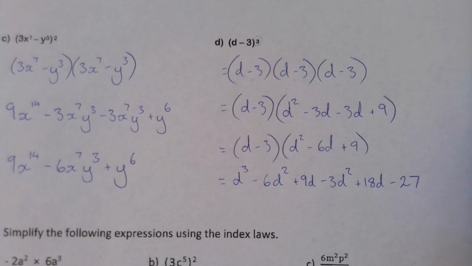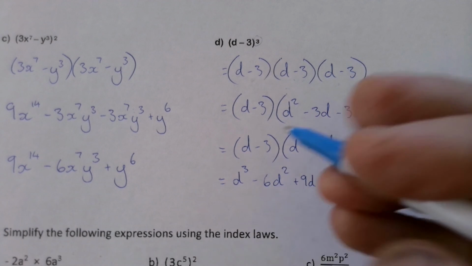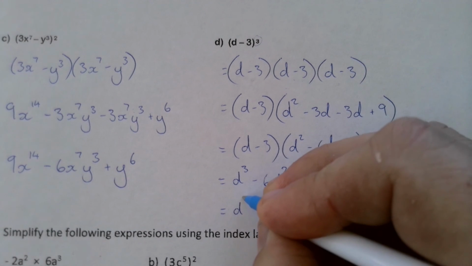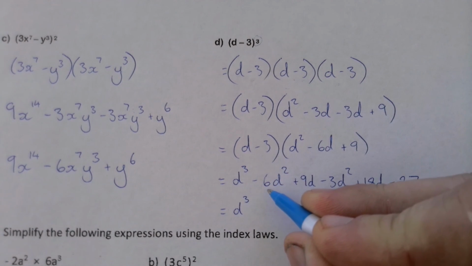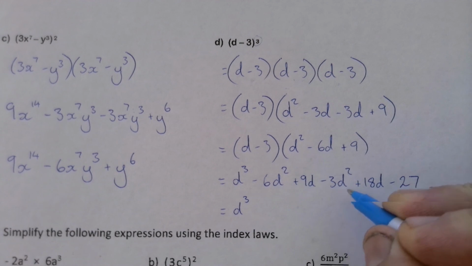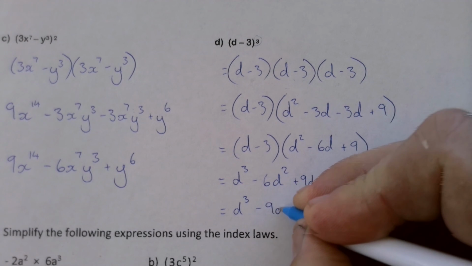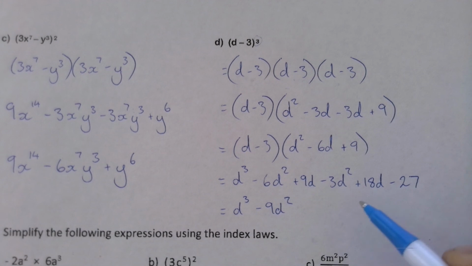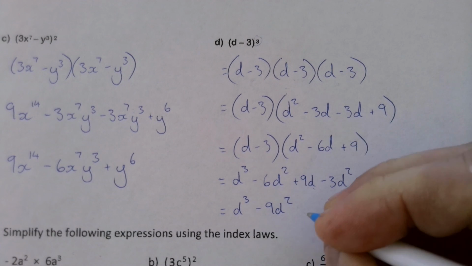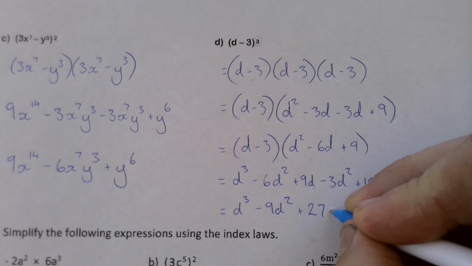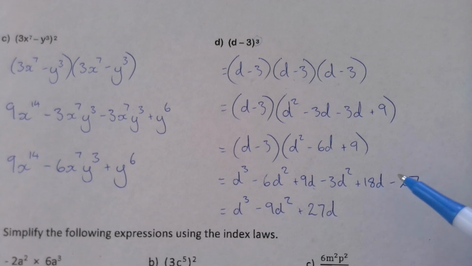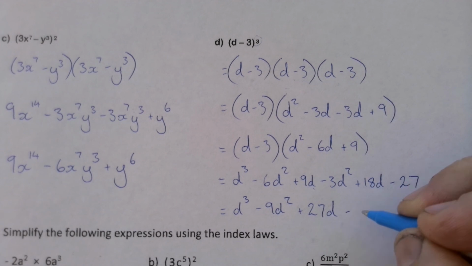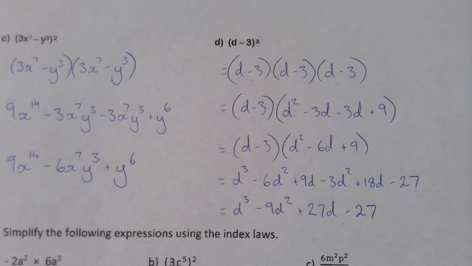Alright, I can see that I can at least collect a couple of d squareds in here, so let's keep the d cubes, and then we've got minus 6 and minus 3, so minus 9d squareds, and then I've got some d's, so I've got 27d's, and I've got negative 27 on the end. And we're done.